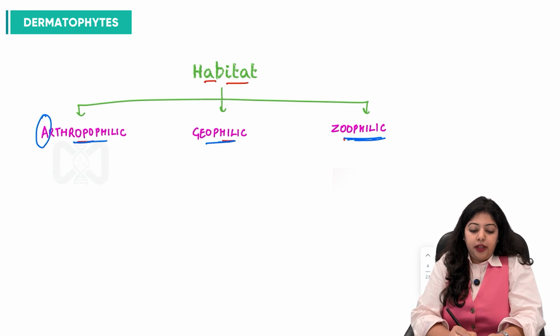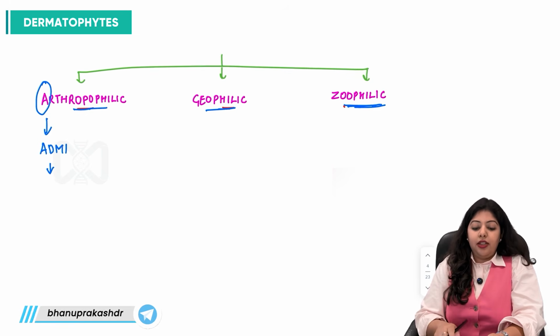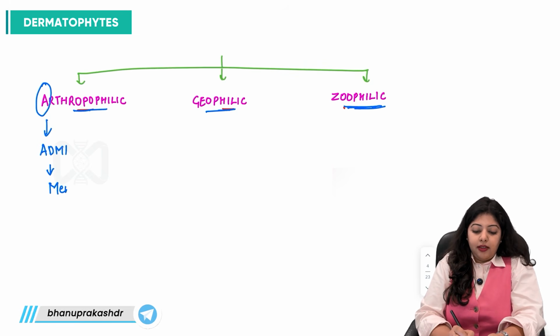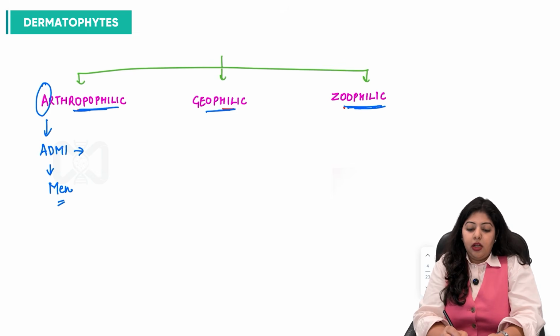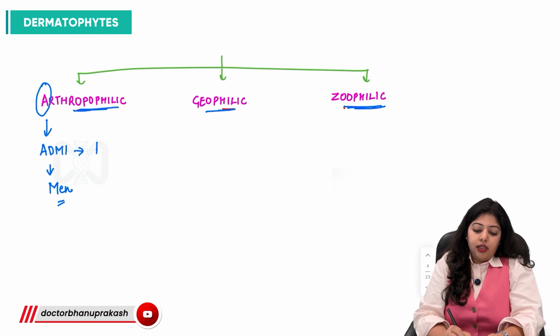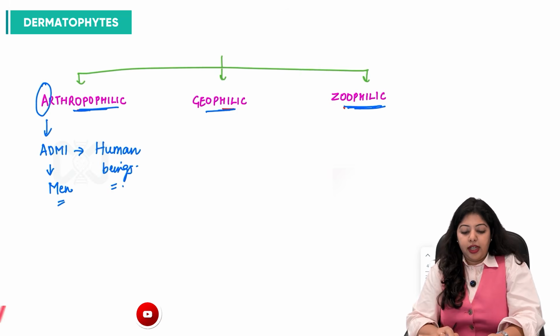Arthros, we will take the very first letter, that is A. A stands for Admi in Hindi, right? And Admi in English means men, right? So arthropophilic dermatophytes will be exclusively associated with human beings and will be responsible for exclusive human infections, right?